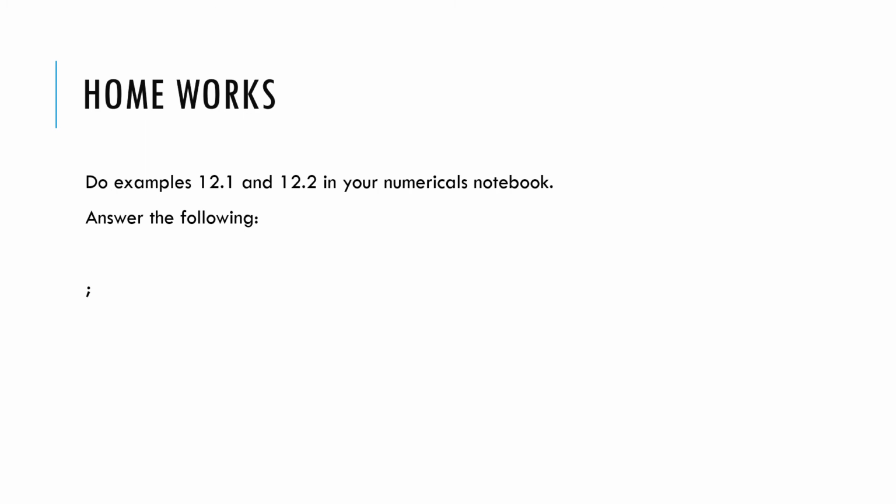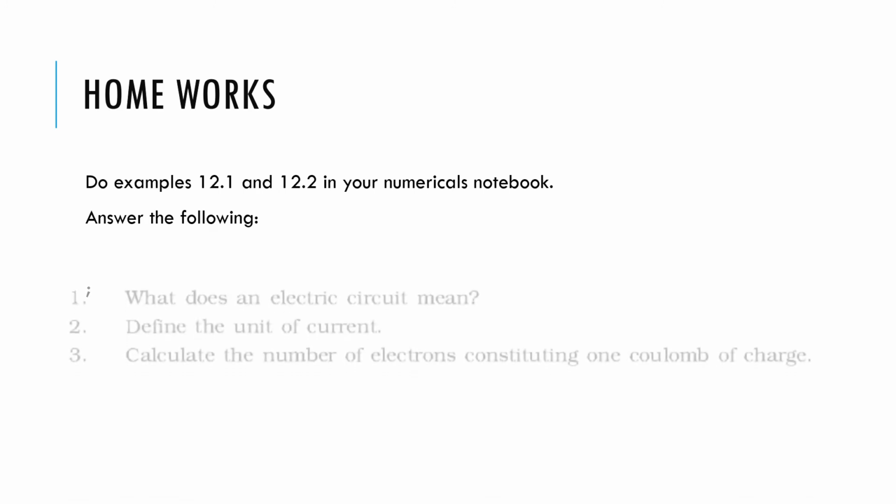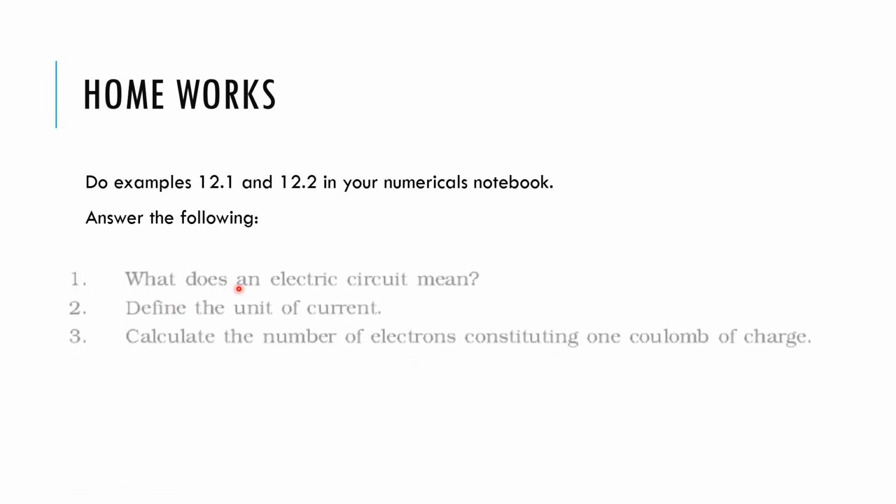Some homework. These are the example problems 12.1 and 12.2 in your course book. Complete them in your numerical notebook. Also answer these questions. What does an electric circuit mean? That is already given in my slides, so you have to answer this in your notebook. Define the unit of current. The unit of current is 1 ampere, so you have to define ampere, not the current. That definition is also given in my slide, so just write it in your notebook.